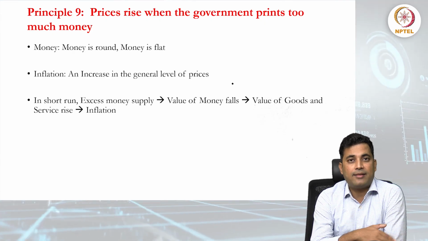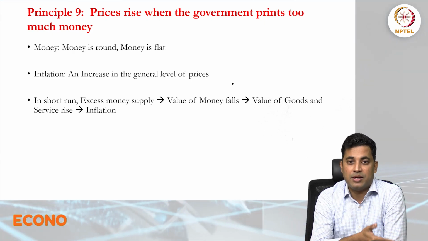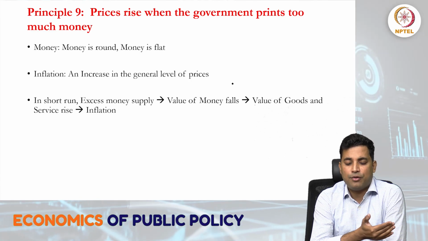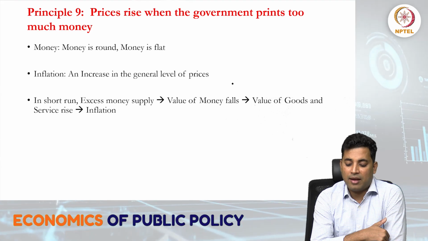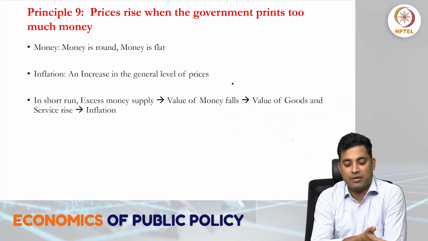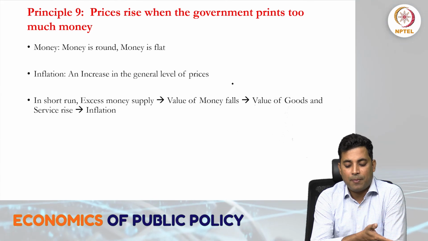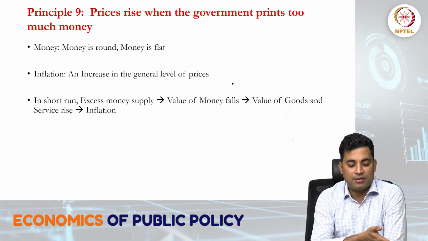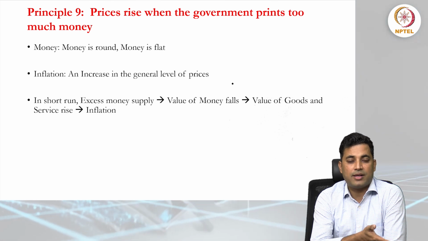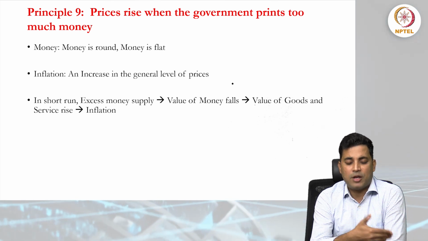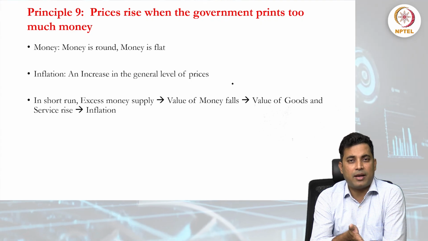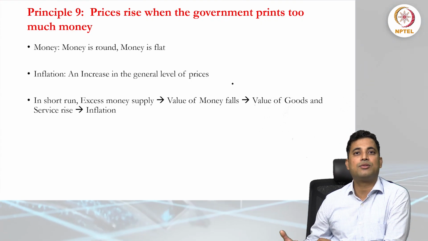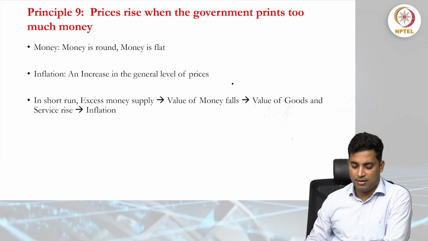So in the short run, if the money supply increases, that means there is an excess supply of money, and the value of money falls. If you have more money, there is more demand for goods and services, and the value of goods and services increases. People have the money, the overall value of money falls, and that leads to an inflationary situation in the economy.